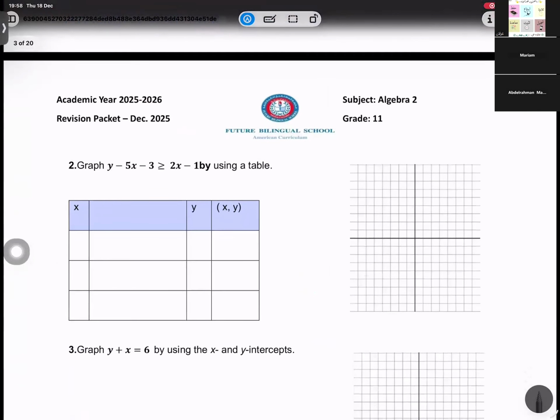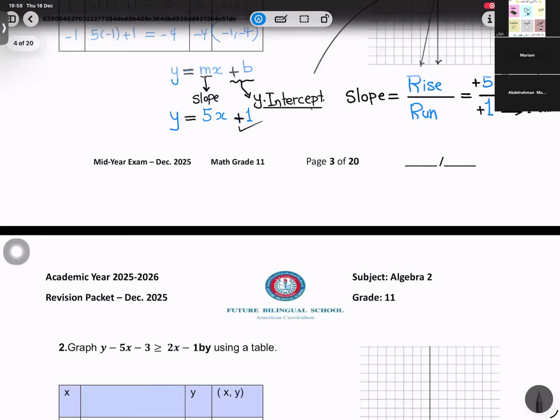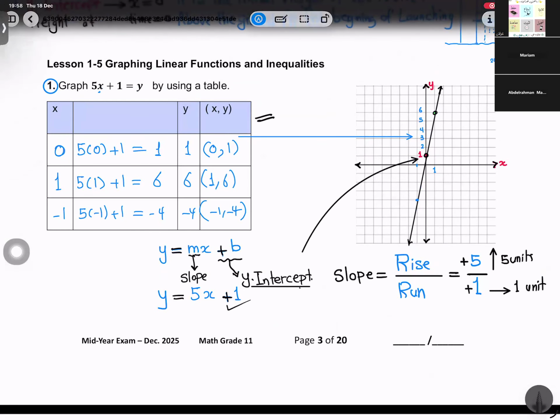Can you graph this inequality using a table? y minus 5x minus 3 greater than 2x minus 1. Wait, can you go back to the table? Sure.